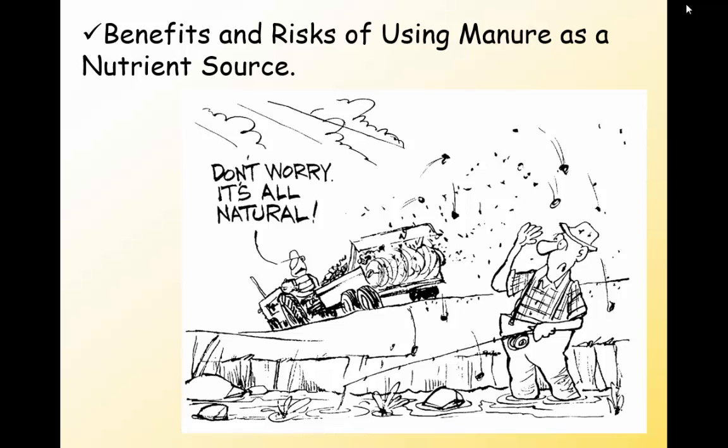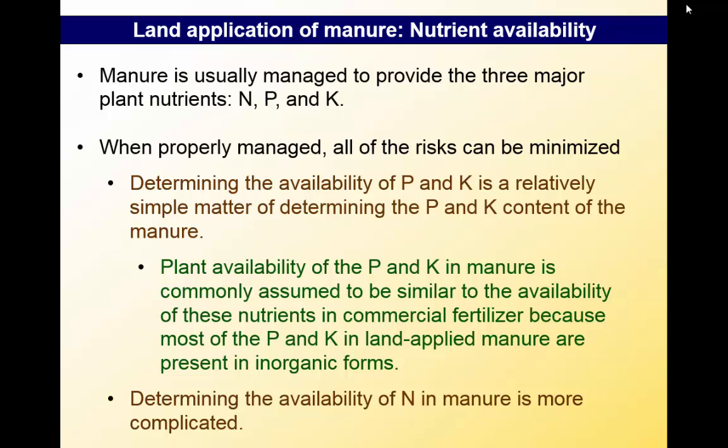Now, this was a picture the old advisor had in here. So, land application of manure and nutrient availability. Manure is usually managed to provide the three major plant nutrients: nitrogen, phosphorus, and potassium, NPK. There are also micronutrients in manure. That's another great reason to use it. When properly managed, all of the risk can be minimized, meaning you know how much is going to be available, you know how much the crop is going to uptake. You won't have excess that runs off as long as you're managing it.